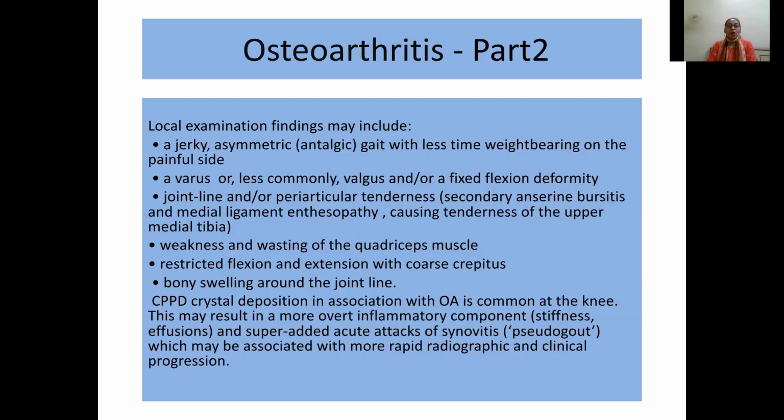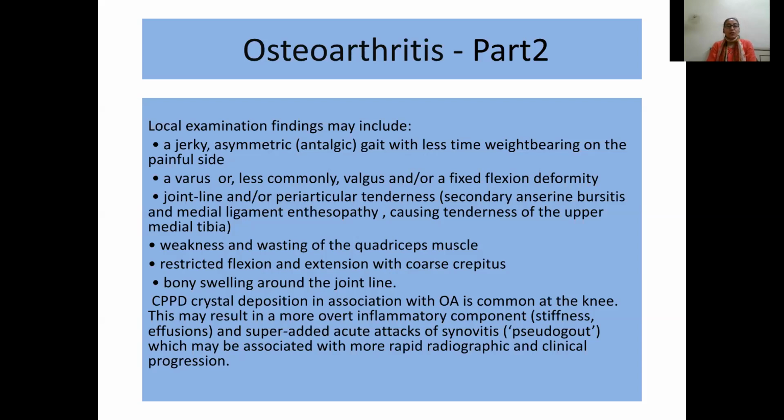Joint line and or periarticular tenderness, secondary anserine bursitis and medial ligament enthesopathy causing tenderness of the upper medial tibia. Weakness and wasting of quadriceps muscles, restricted flexion and extension with crepitus, bony swelling around the joint line. So these are the findings which can be seen during local examination of the knee joints.